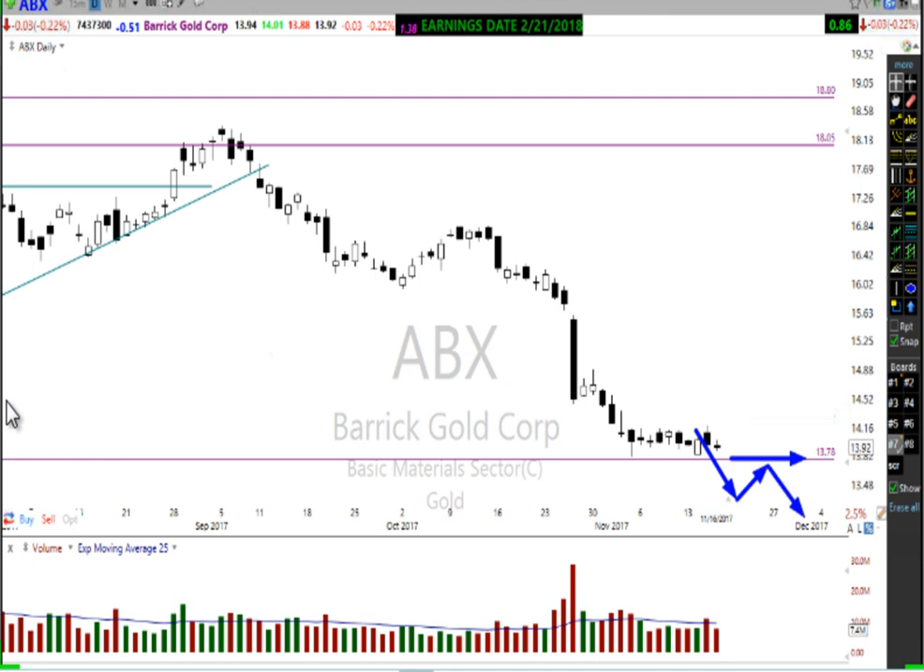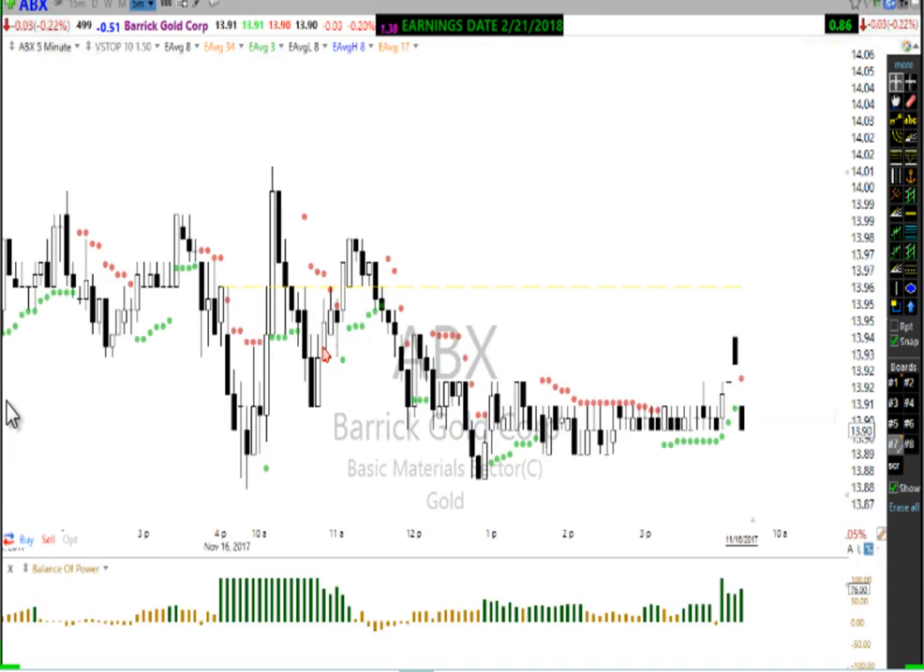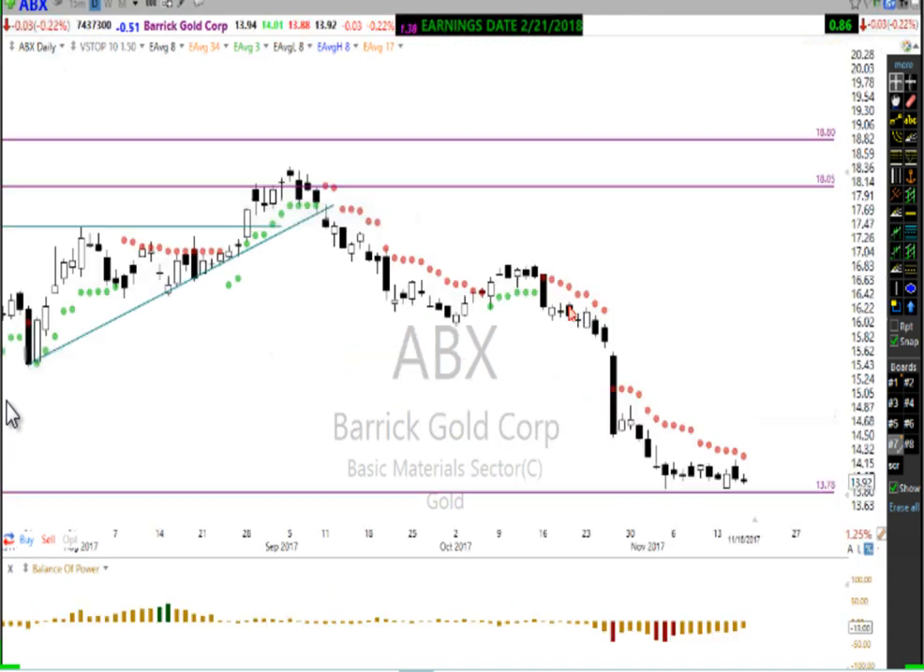If you use the volatility stop on there, you'll see that the volatility stop, I've got to go to the daily chart, the volatility stop gives you those clues here too. So we break down, this actually turned green right here, but you can see that failure pattern. Well, here's another potential short place.